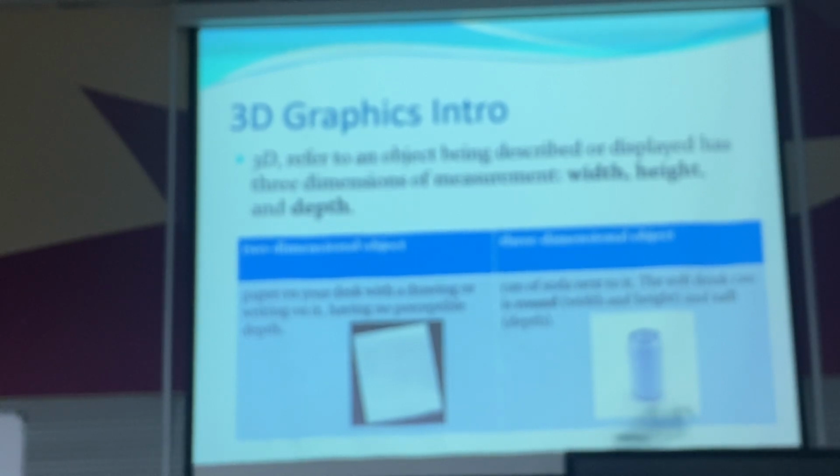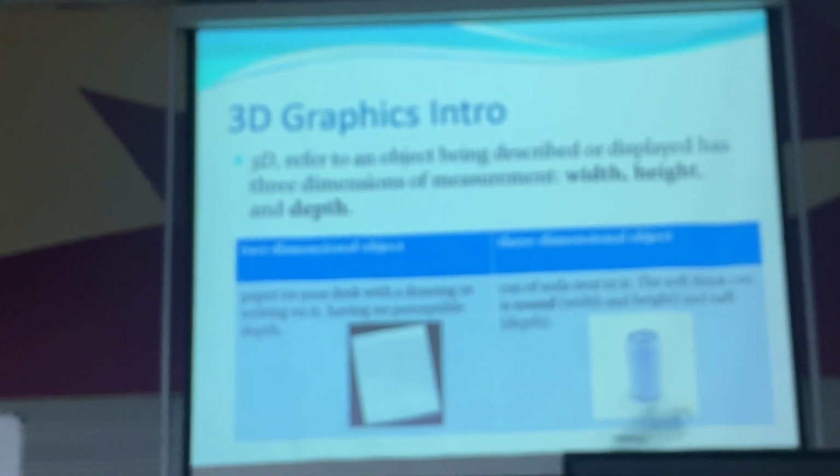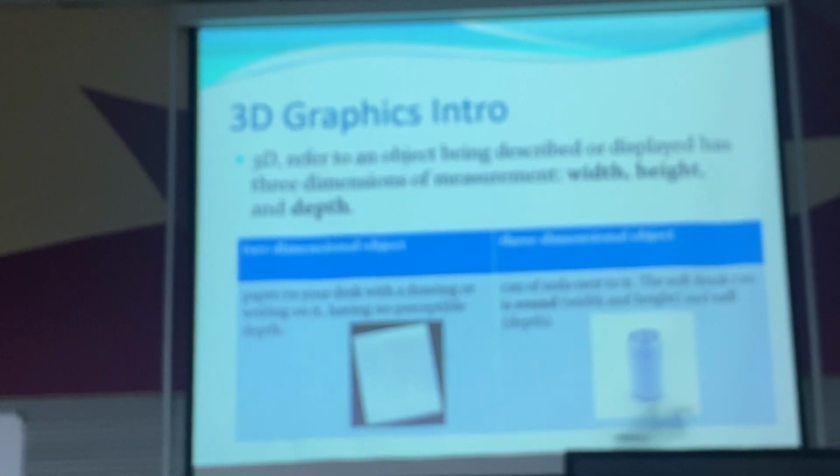Okay, the 3 dimensions are your width, your height, and also the depth. If you see, for example, a 2D object, like a paper on the table, you don't have the perception of depth. So the most important thing to differentiate 2D and 3D is the depth, the 3rd dimension. If there's a paper on the desk, there's no depthness, so it's a 2D object.